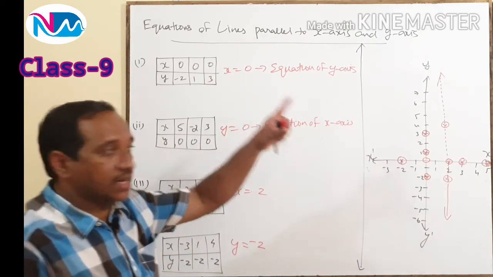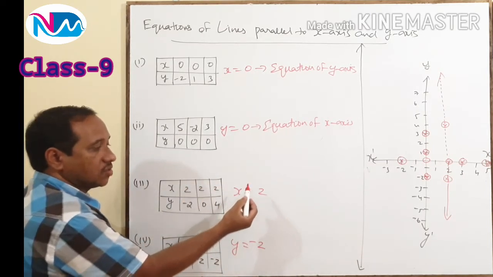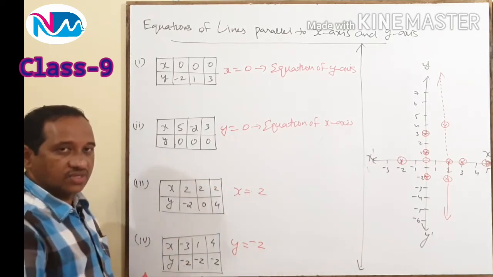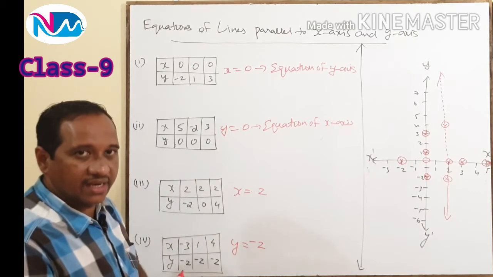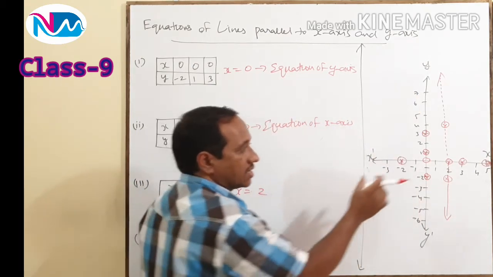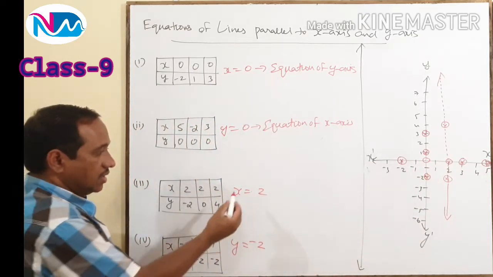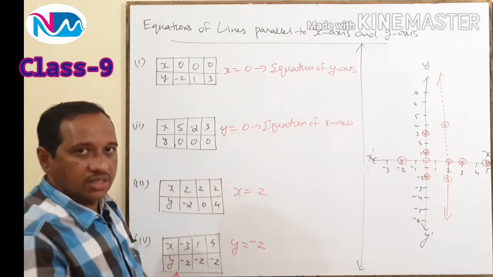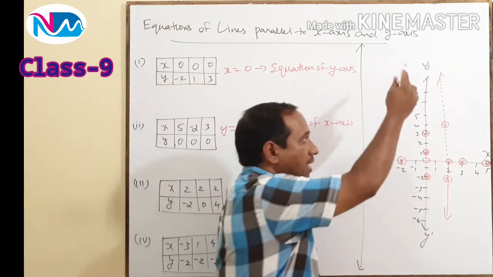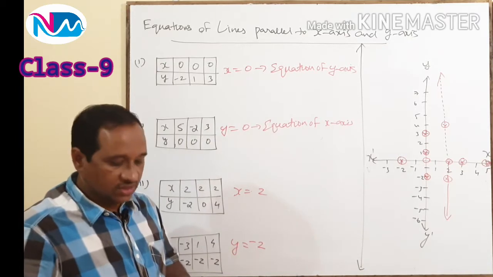Which is parallel to y-axis. That is, here x is equal to 2 represents a straight line parallel to y-axis at a distance of 2 units.